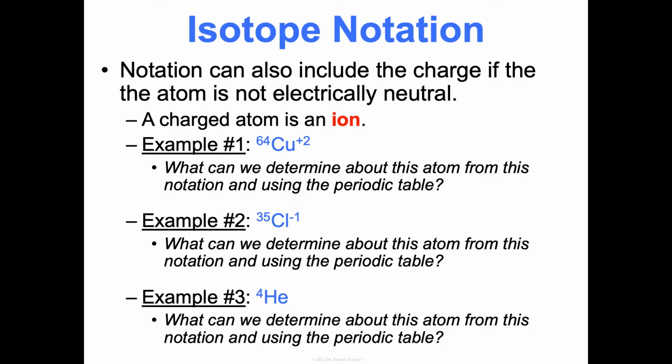Now notice we don't see a charge written. If we don't see a charge, we can assume 0, no charge. We can assume it's electrically neutral. So if it's electrically neutral and there are 2 protons, that must mean there are 2 electrons to balance out those 2 protons and give us an electric charge that is 0. Okay, so that's the kind of information we can figure out from this kind of notation.